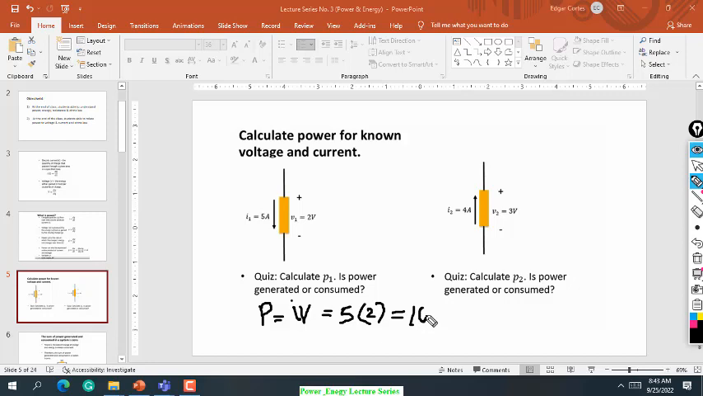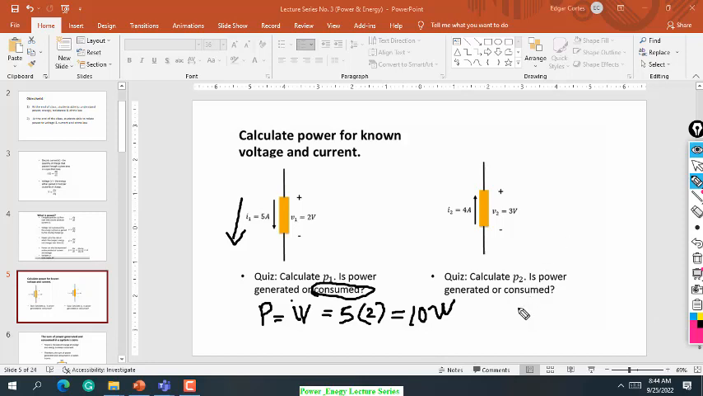So the unit of power is 10 watts, represented by W. The convention is plus 10 watts, because the flow of current is from positive to negative. Meaning this power dissipation on this load is consumed. This is consumed, correct? Yes, because the unit is plus.